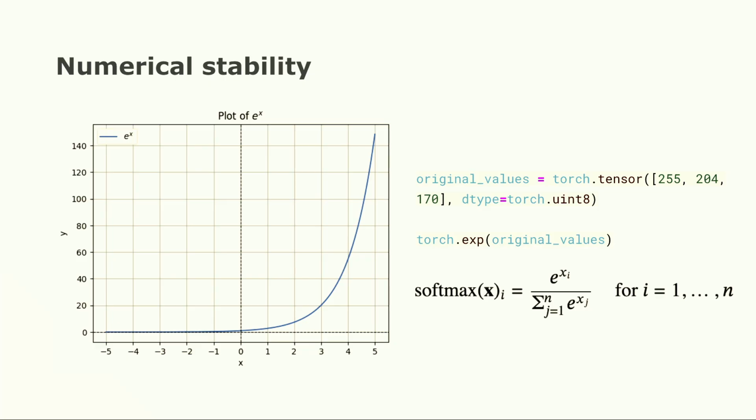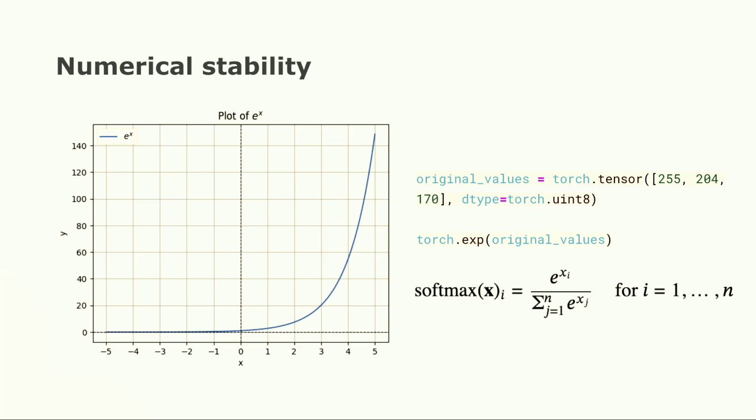We convert and scale these integers to float by dividing them by 255, the maximum value that we can represent to uint8. Now we get values like 1.0, 0.8, 0.66. This puts the pixel values in a range that's more manageable for many mathematical operations, like the e to the power of x function, which we implement element-wise with torch.exp.